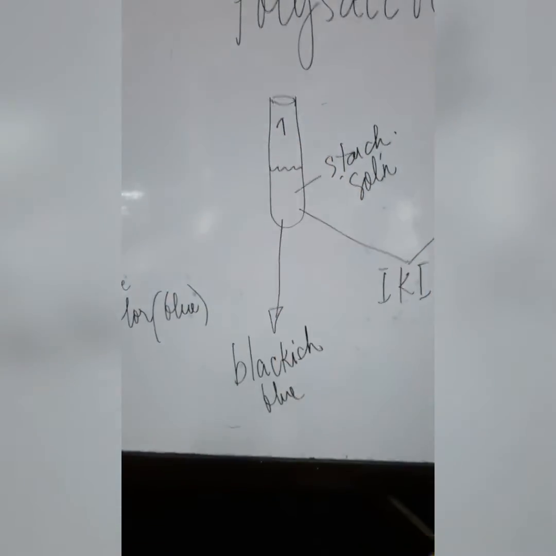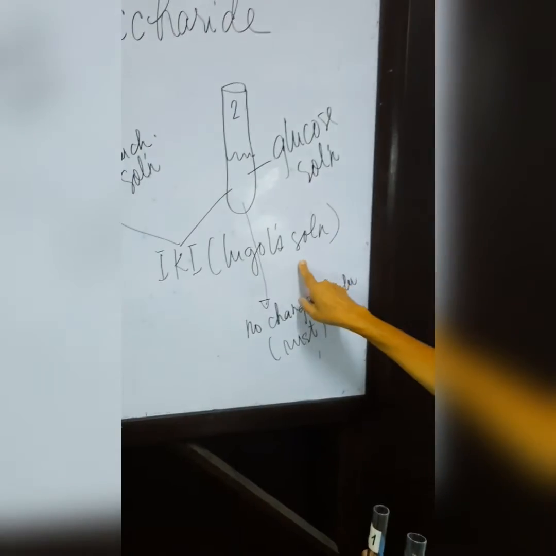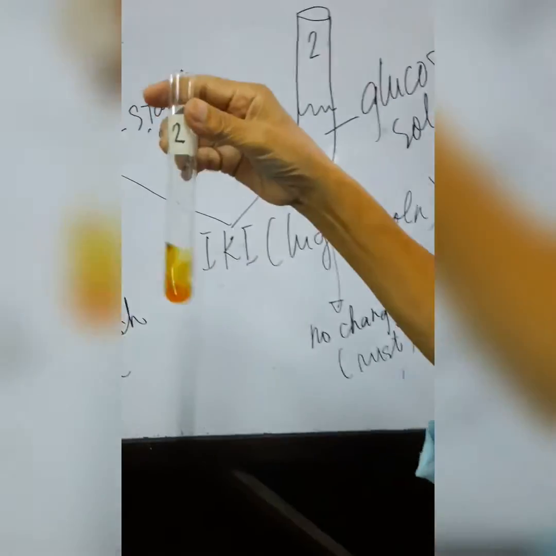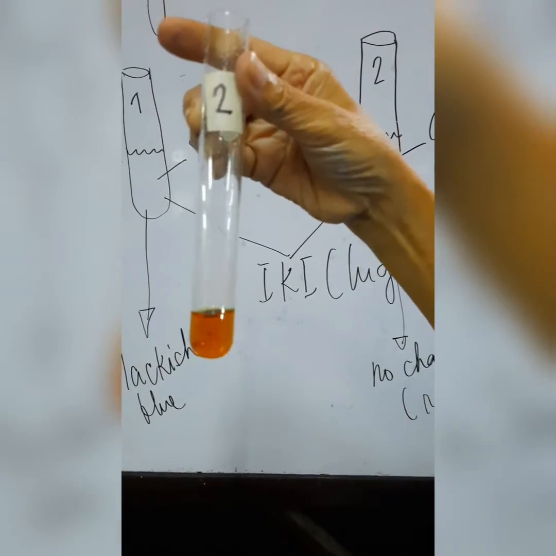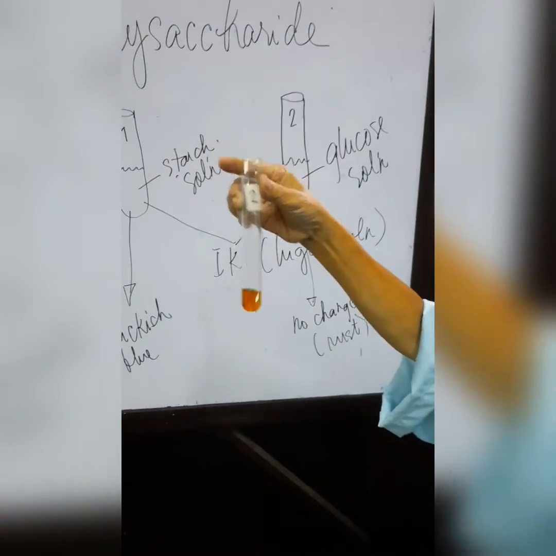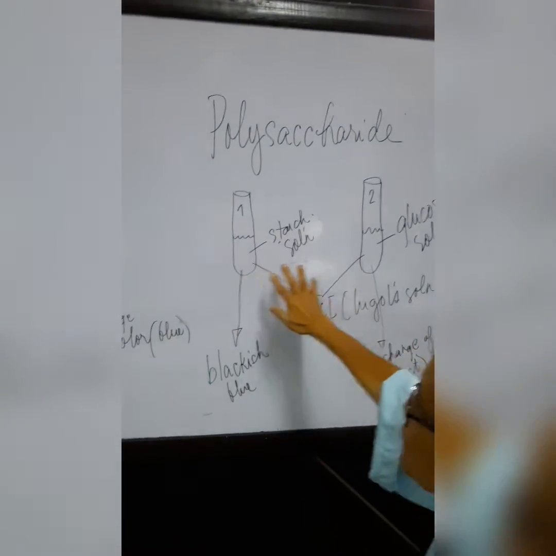Okay, with the second test tube, the glucose solution plus the Lugol's solution or the IKI, there is no change of color. It is the same color as that of the IKI, which is more yellowish or rusty in color. Now, what you can observe here in the monosaccharide and polysaccharide, we both use starch solution and glucose solution.